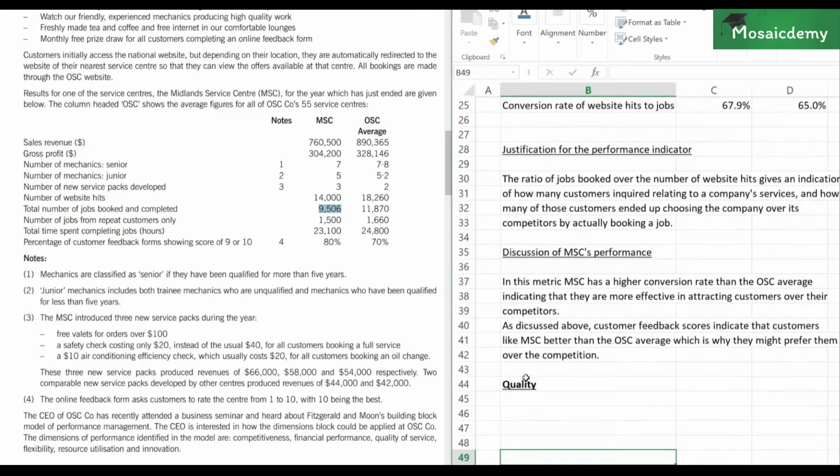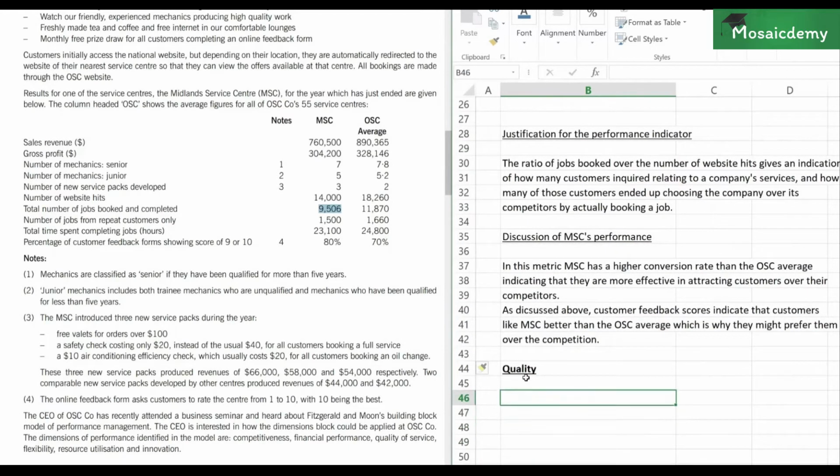Okay, now let's get on with quality. So quality usually has to do with customer feedback, right? Potentially we could say percentage of customer feedback forms to talk about quality like we have above. But like I said, they prefer that we use ratios rather than single line items. So we can't just say, okay, customer feedback forms. We need a performance indicator, so we need to calculate something.